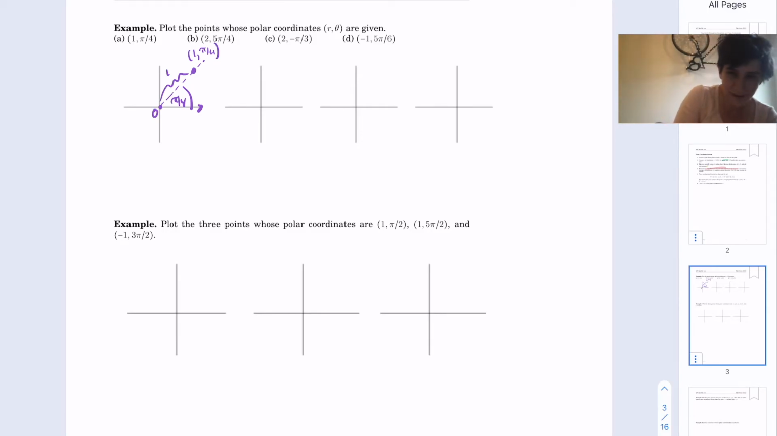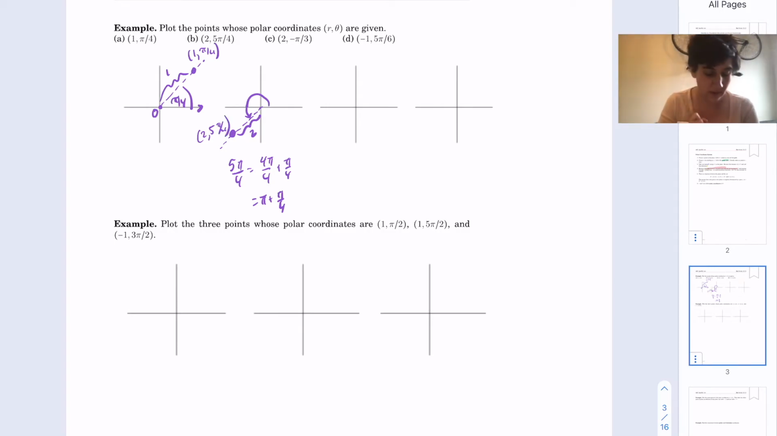So what do we do? 5 pi over 4. Well, that is 4 pi over 4 plus pi over 4. So that is pi plus pi over 4. So we've gone all the way to pi, and then we go around to here and we get our ray. Plop a point down on that ray, and we call that distance 2. And so this is 2, 5 pi over 4.